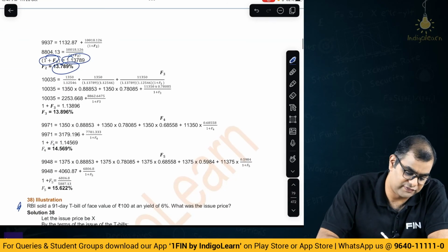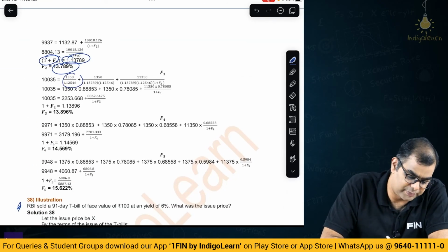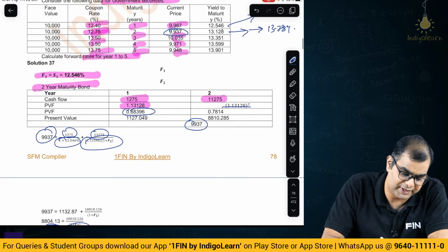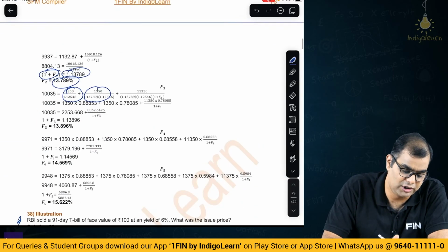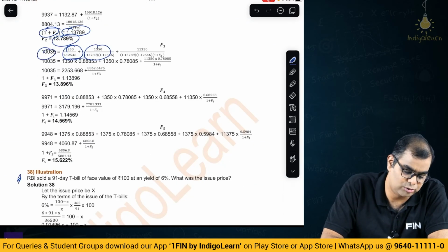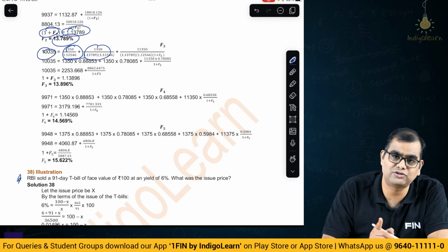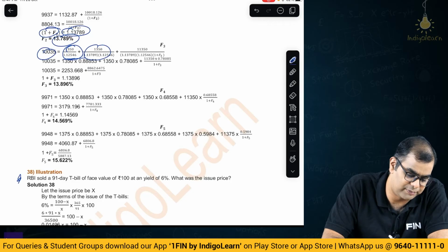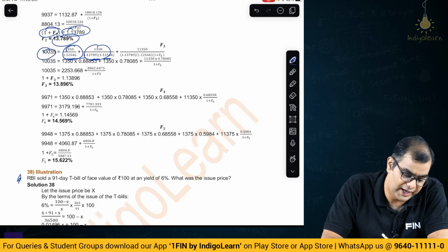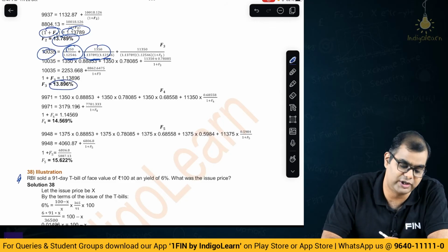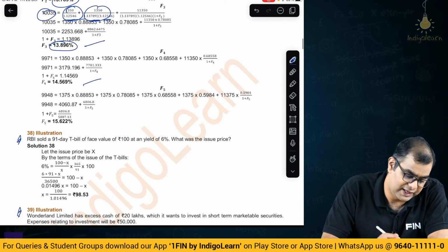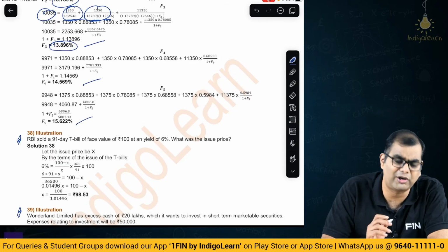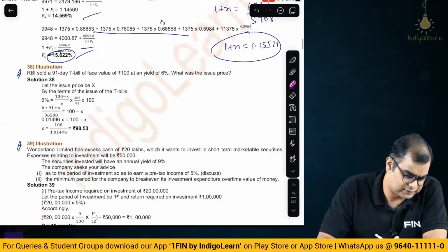Like that you go on and solve for each year. Every year you take the previous 2 years' rates, and because they have already given the prices here, 9937, 10,035, 997 and so on, you equate those prices to the sum of present values of cash flows by taking a forward rate applicable for each cash flow. So for the first year you take 12.54, for the second year you take 13.78 and 12.546, like that you do and solve for it, and you get the value. You get 13.89, 14.59 and you get 15.622. Okay, let us move to the next one.